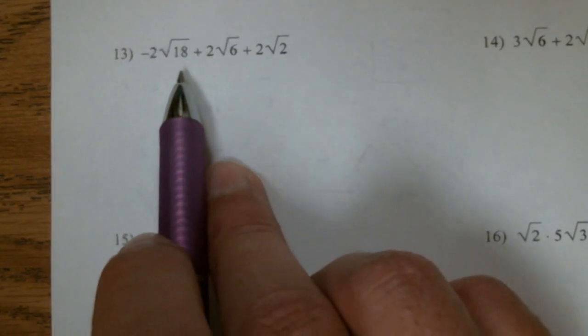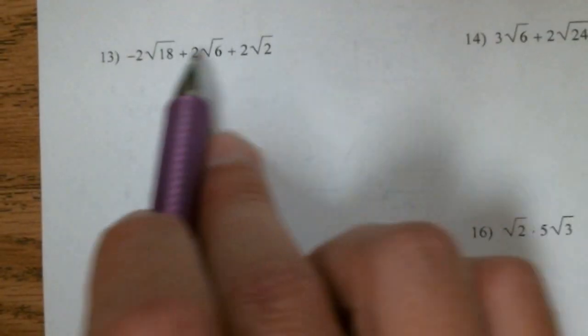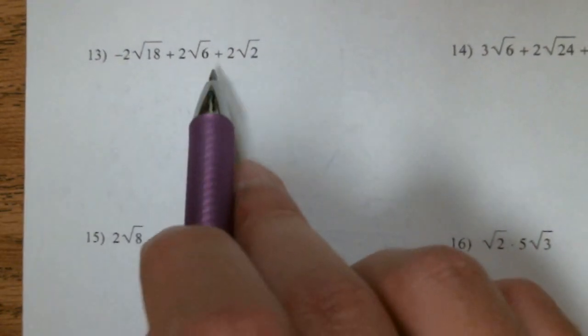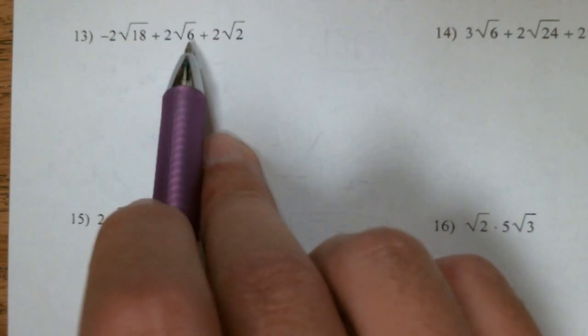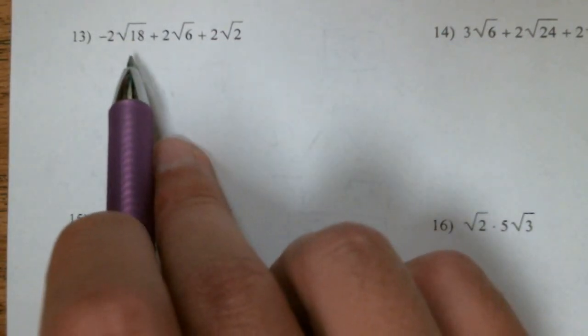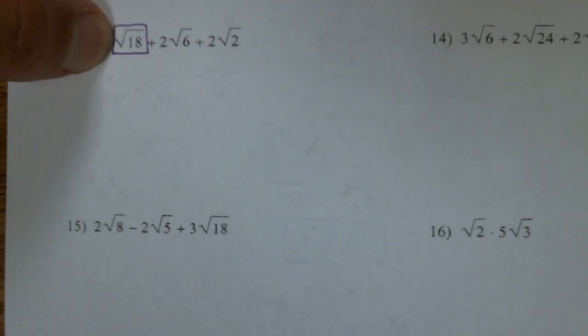Number 13, okay, I have apples, oranges, and bananas. They're all different, so I can't combine any of these as it stands, but you got to ask yourself, can I simplify any of these? Can't simplify the square root of 6 or root 2, those are too small, but I can simplify the square root of 18. So the way I taught this in class to my students was I just want you guys to focus on the square root of 18. I don't want you to even look at the negative 2. Okay, we'll deal with the negative 2 in a second.